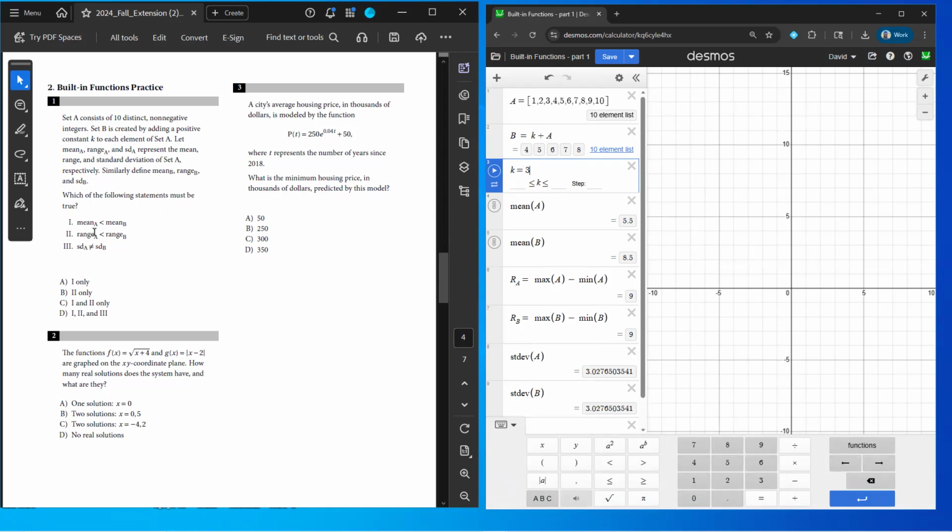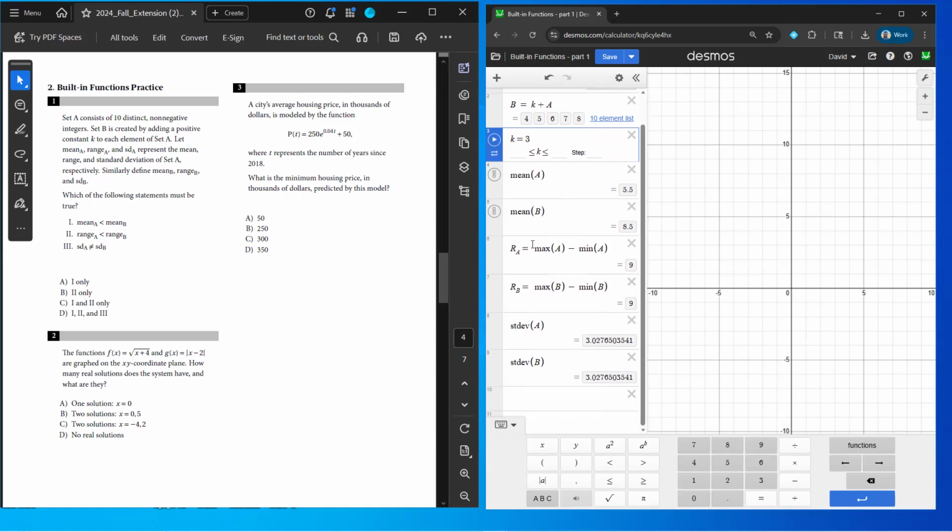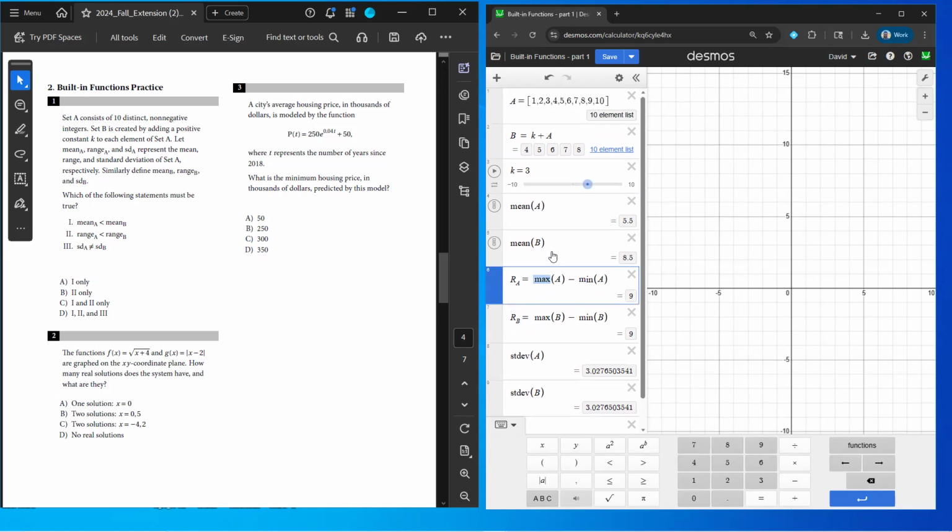All right, let's look at the range part. Range is going to be max minus min. Now, you can quickly usually just do 10 minus 1 on your own. However, if you want a range formula to type in, it is a little complicated looking, but you take the max of A, once you have that list defined, and then the min of A, and subtract them.